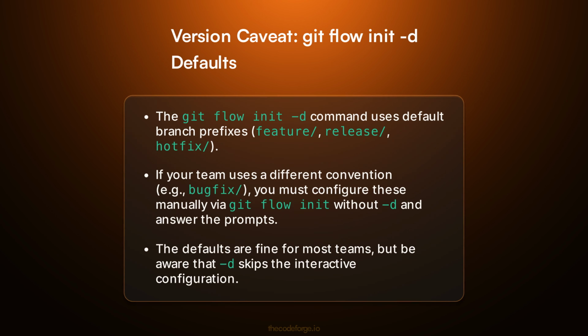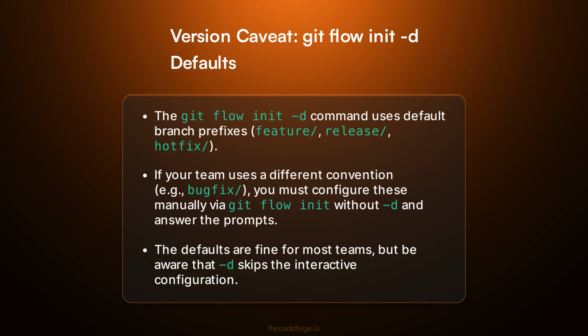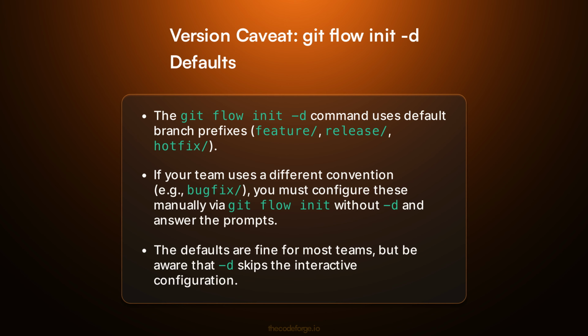The git flow init -d command uses default branch prefixes: feature, release, hotfix. If your team uses a different convention, e.g. bugfix/, you must configure these manually via git flow init without -d and answer the prompts. The defaults are fine for most teams, but be aware that -d skips the interactive configuration.